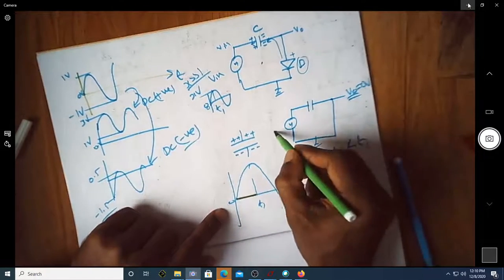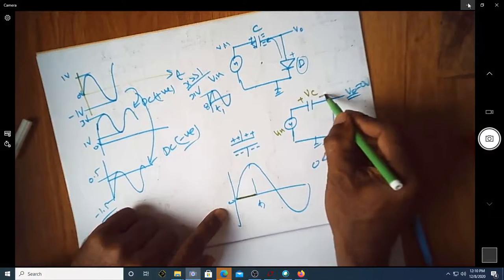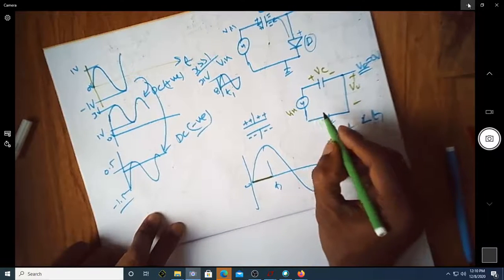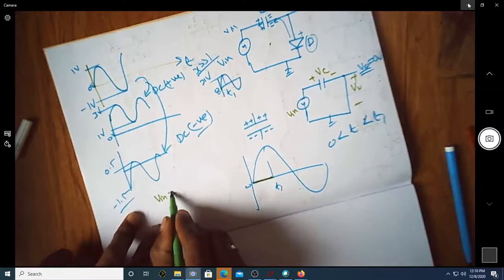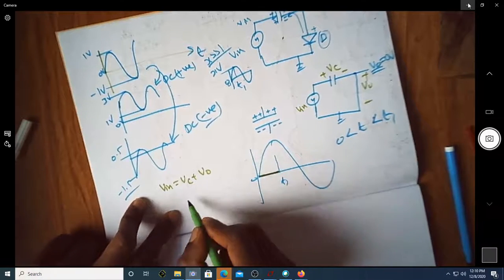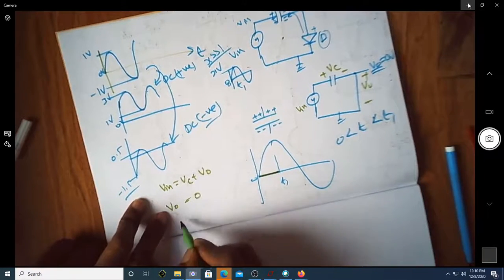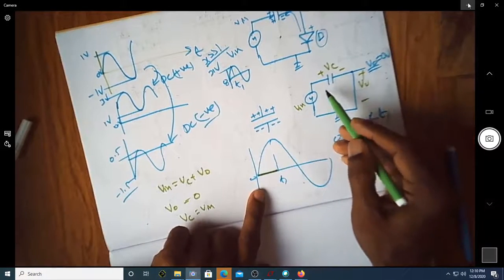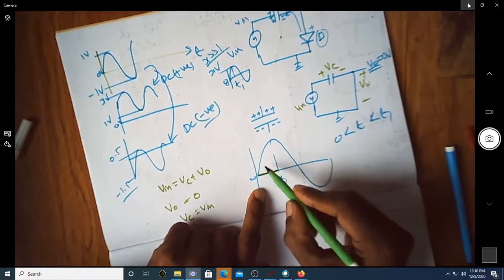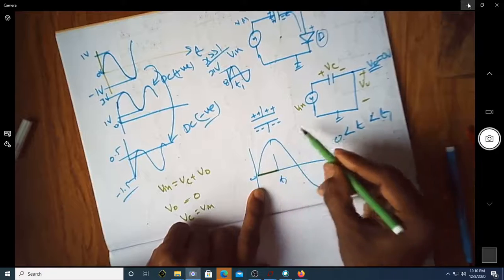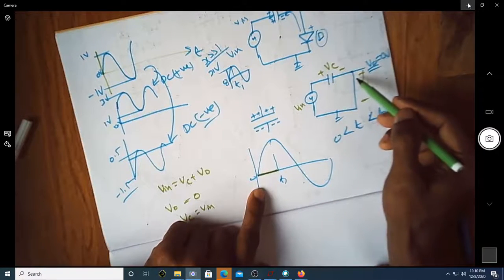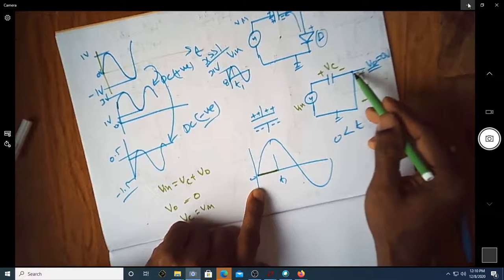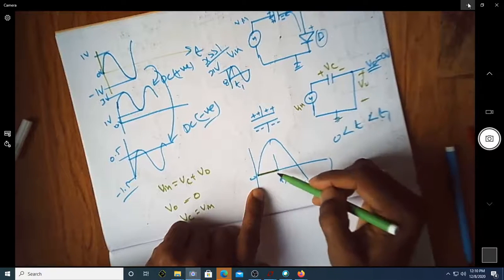So we know that this is V in, and this is VC. Suppose I say this is the capacitor voltage, with V naught plus minus. As per the KVL, can I write V in is equal to VC plus V naught? Since V naught equals 0, I can say VC is equal to V in. Meaning during the first quarter of your input voltage, from 0 to t1, when the input voltage keeps on increasing, the diode started conducting and it was looking like a short circuit. Whenever it is a short circuit, the output voltage is 0, because this is connected to ground.